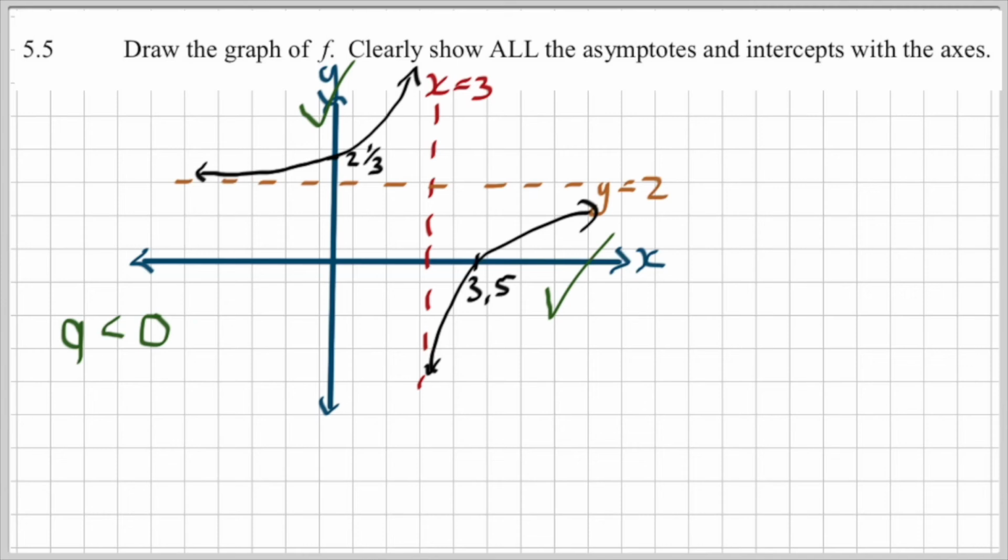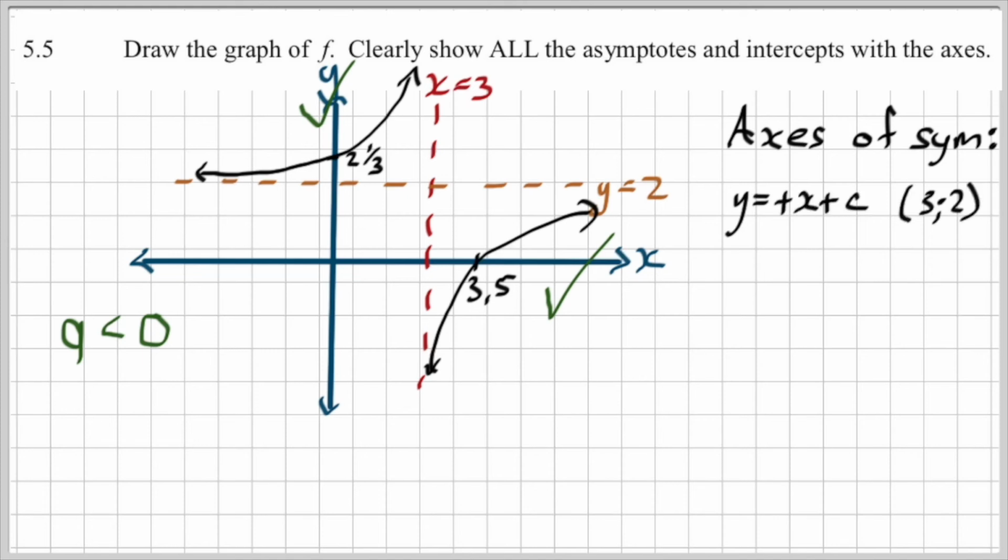Now I'm going to go one step further, ladies and gentlemen. One step further. And I'm going to answer a question that they actually haven't asked, which is the equations of the axes of symmetry. So when I look at the axes of symmetry, I'm going to start with the one with a positive gradient that passes through (3, 2). So if I look at that and I substitute (3, 2) in, I solve for c, and I've got y equal to x minus 1.